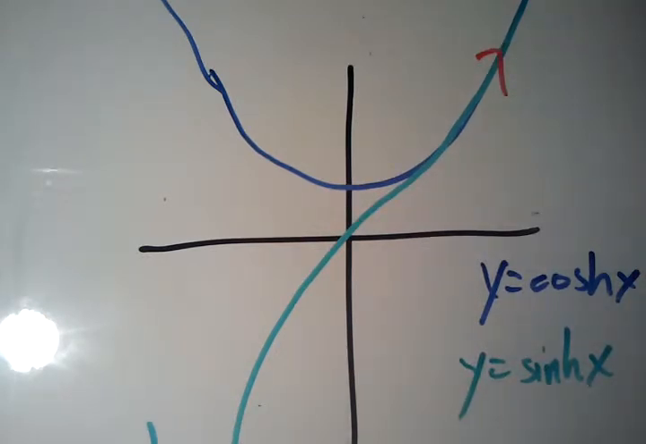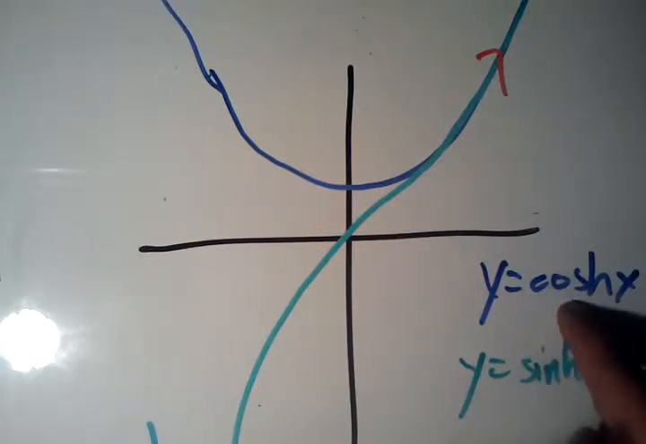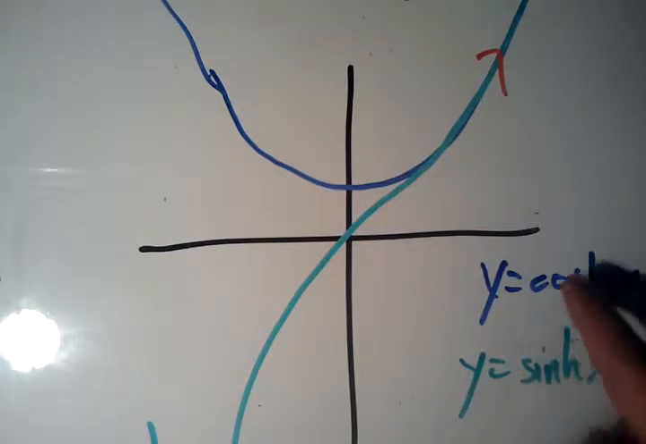And the reason is because their derivatives equal out. By that I mean, remember the derivative of cosh x is sinh x, and the derivative of sinh x is cosh x.